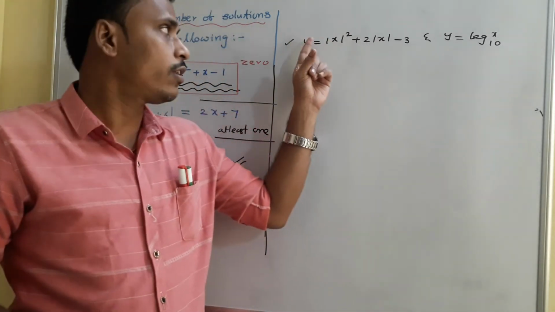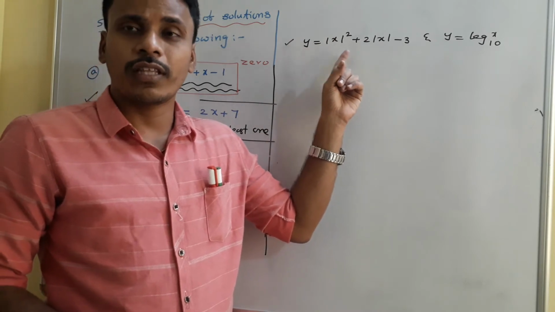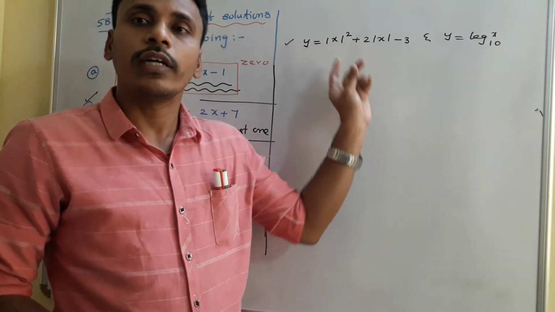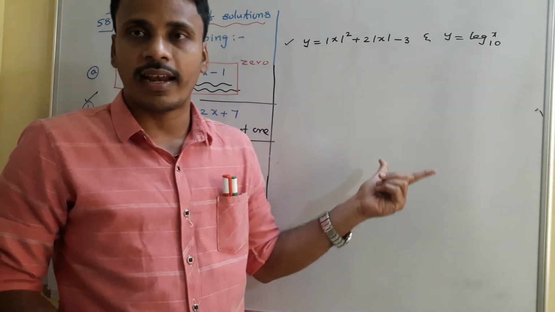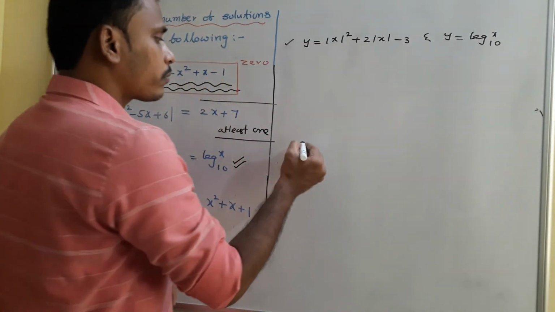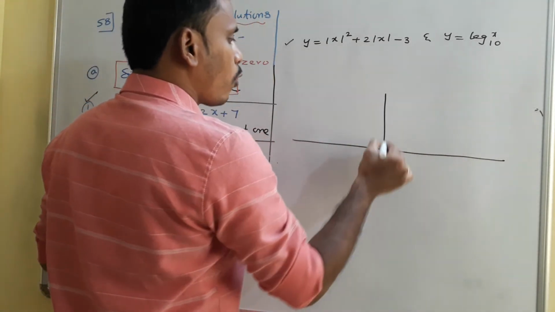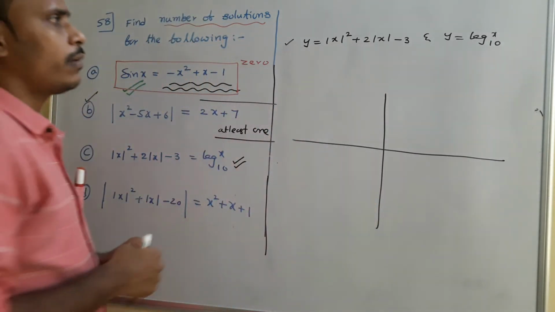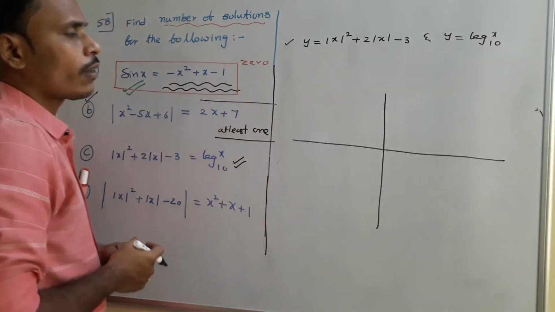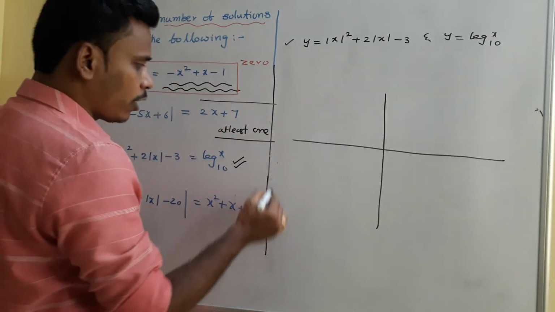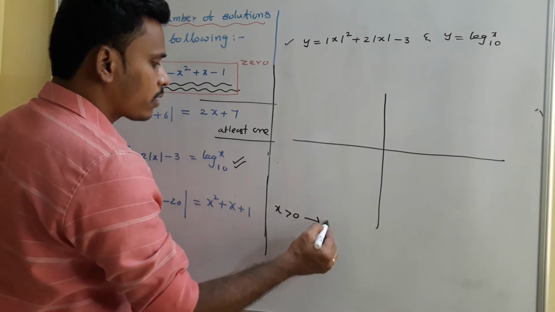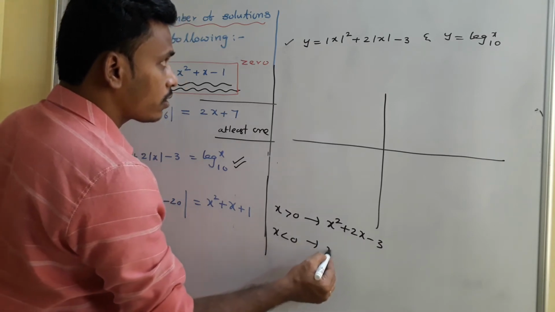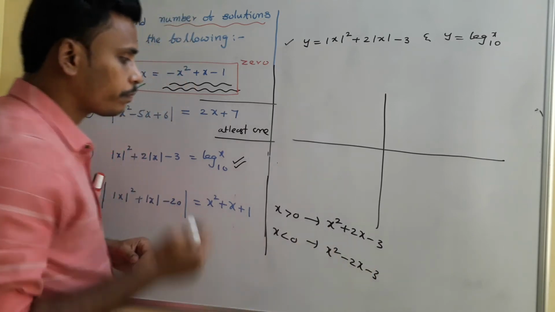So first of all, think about the quadratic expression. For the quadratic, we already know the way of sketching these types of graphs. If x is positive, it is one graph. If x is negative, it is another graph. And we need to sketch it. Whenever x is positive, this is x square plus 2x minus 3. Now what are the roots? If x is positive, what will happen? If x is negative, what will happen? I am writing here. If x is positive, this is x square plus 2x minus 3. If x is negative, this is x square minus 2x minus 3.